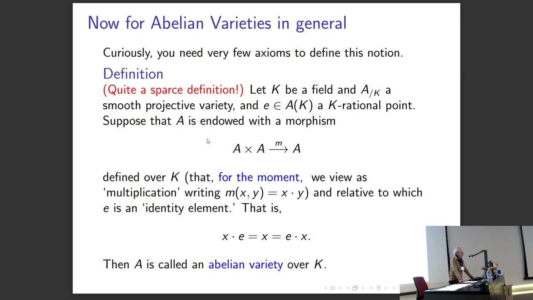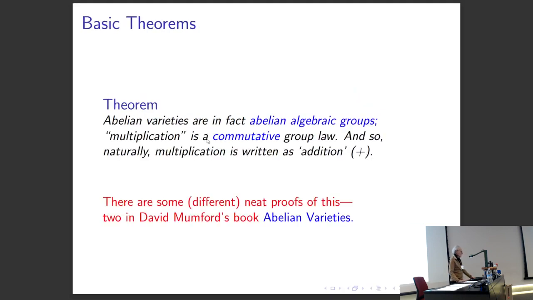And all you have to suppose is that there's some sort of morphism from A cross A to A. You and I know it's going to be the group structure on the abelian variety, but the axiom system doesn't know anything. Just a morphism from A cross A to A, defined over K. And I'll write it as multiplication for the moment. Later it will be addition. And relative to that multiplication law, E is the identity element. That is, say, X comma E sent to A by taking M of it, M of (X, E), is X, is E times X. That's enough. It's an abelian variety. What does it mean? Well, there are basic theorems.